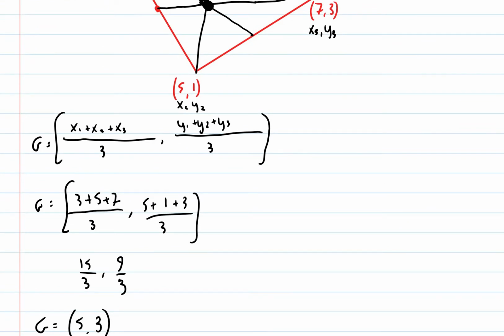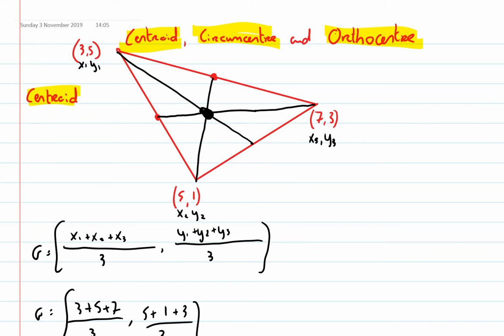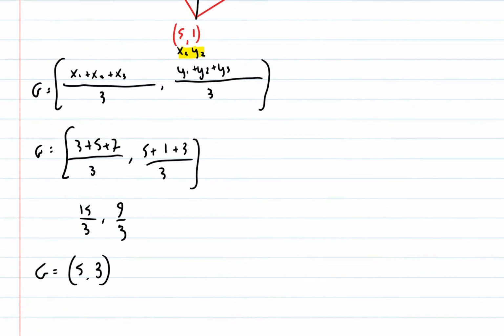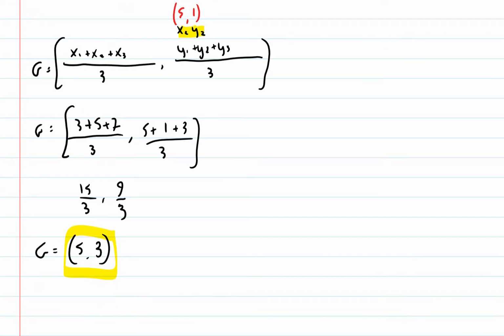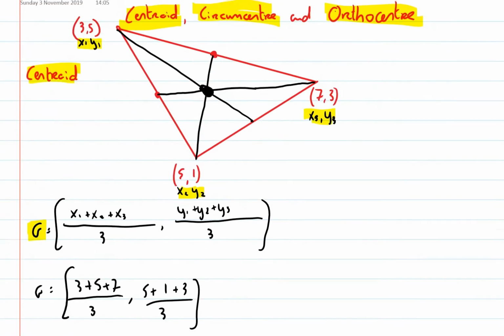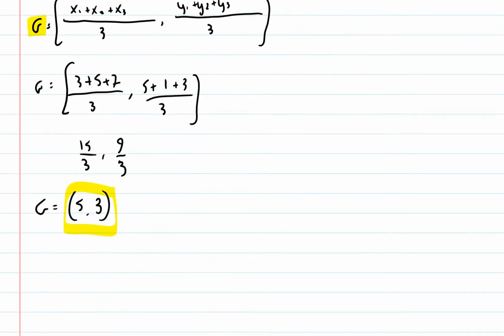There is a formula for doing it. Here's the formula: (x1 plus x2 plus x3) over 3, comma, (y1 plus y2 plus y3) over 3. If we label x1, y1, x2, y2, x3, y3, slot them into the formula and work it out, we will get (5, 3) as our answer there. Okay, so if you just want to pause and have a quick look over that sum and how I did it. I called the centroid point G, but it doesn't have to be G.